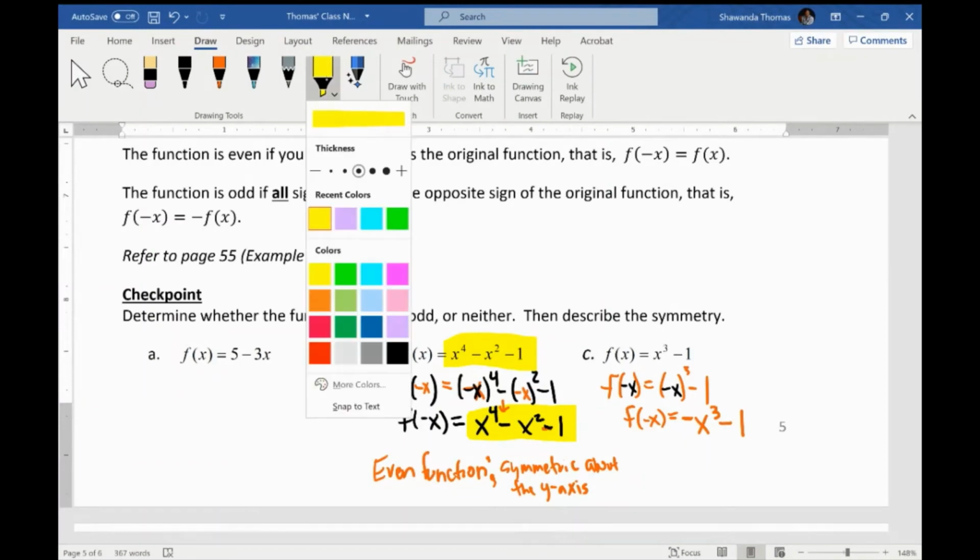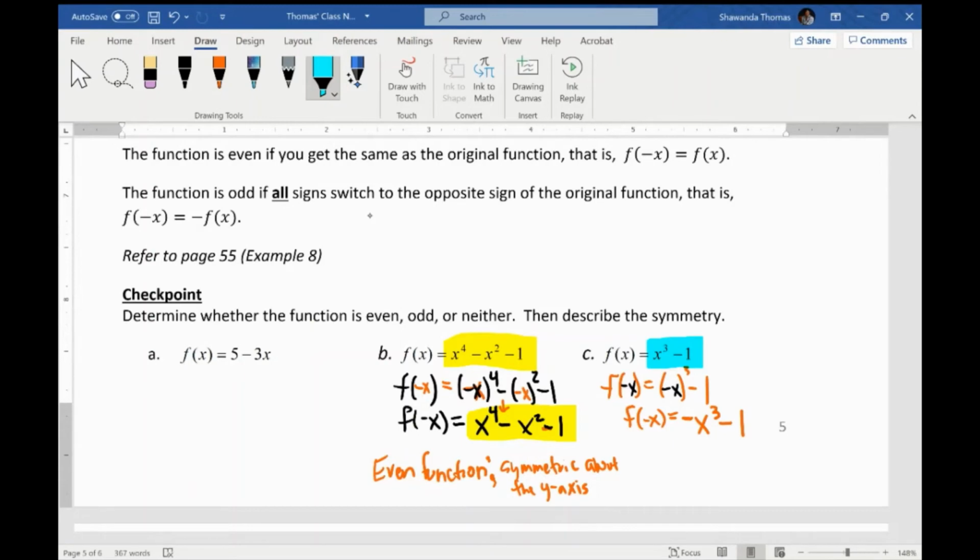We're going to compare our original with the new. Is it the same? No. So what can you conclude from that? It's not even. All right. Did all signs switch? No. So what can we conclude about this problem? That it's not odd either. Neither. Therefore, what about the symmetry? No symmetry.